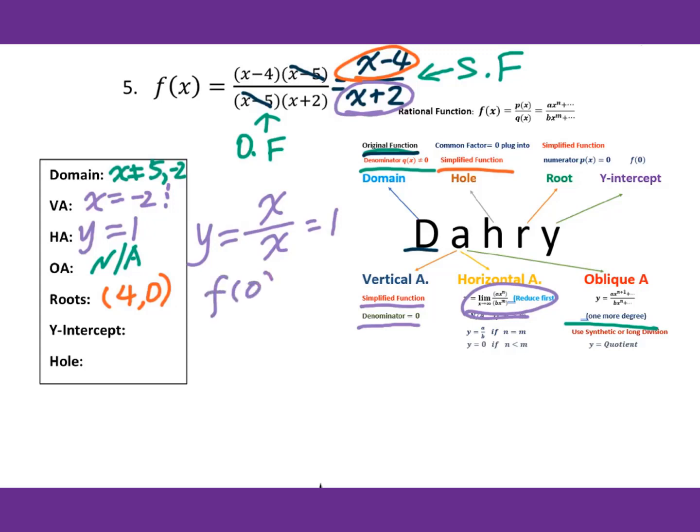For the y-intercept, I will put in f of 0. This will be 0, this will be 0. Negative 4 over 2 gets negative 2. So you get (0, negative 2).